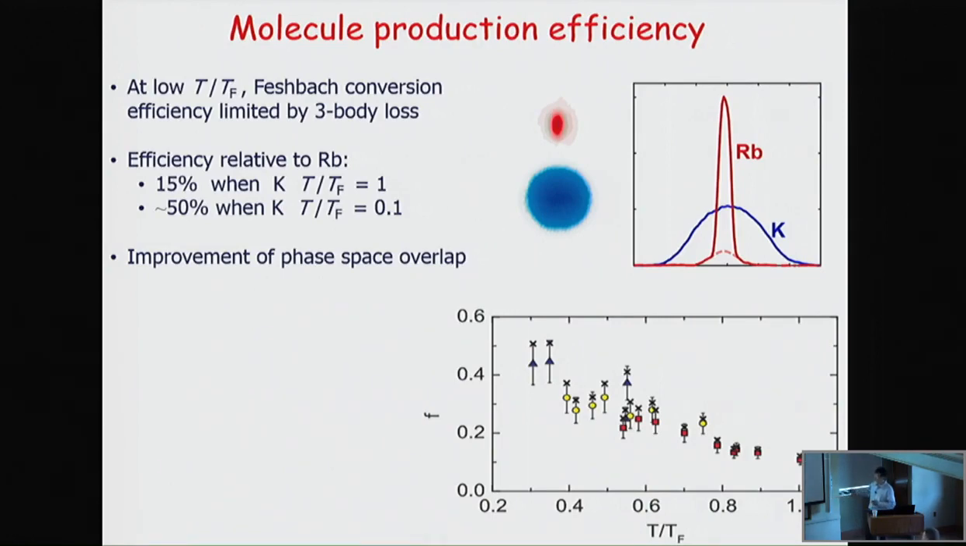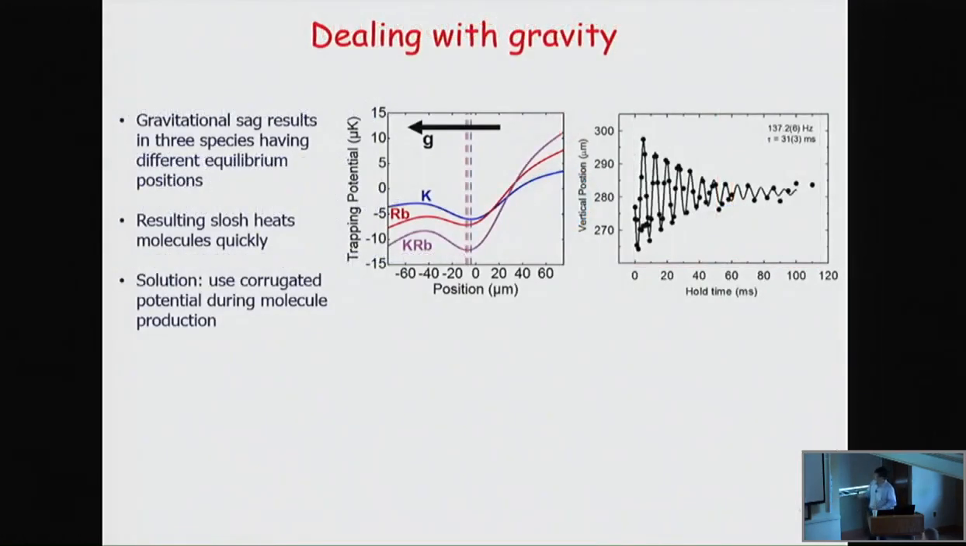So as you cool this further down to lower T over TF, you get better in terms of the conversion efficiency. And this all works in this kind of positive feedback. So a very small trick of gray molasses at the beginning, gaining a factor of 3 or 4, pays big dividends later. These are just the small tricks.